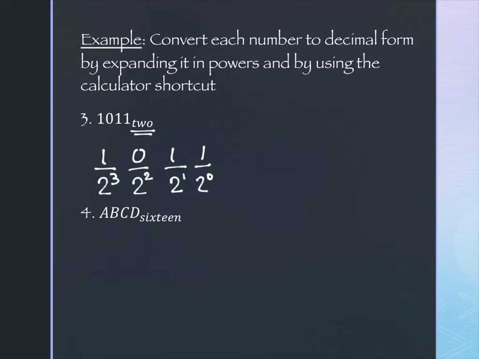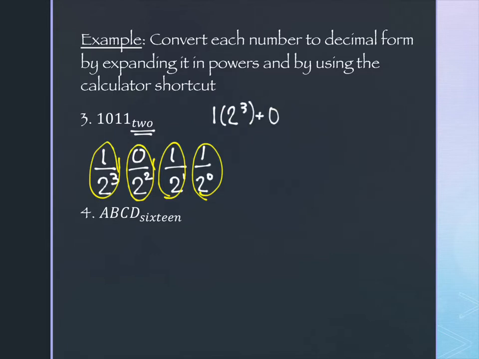This is not special to 2. I can do this with 6. I can do this with 15. I can do this with 7, whatever. Whatever the number is, I use powers of that number. Okay? And then what we're going to do is we're going to multiply each of these individual pieces together. They get multiplied. So I'm going to actually have 1 times 2 cubed plus 0 times 2 squared plus 1 times 2 to the first plus 1 times 2 to the 0.